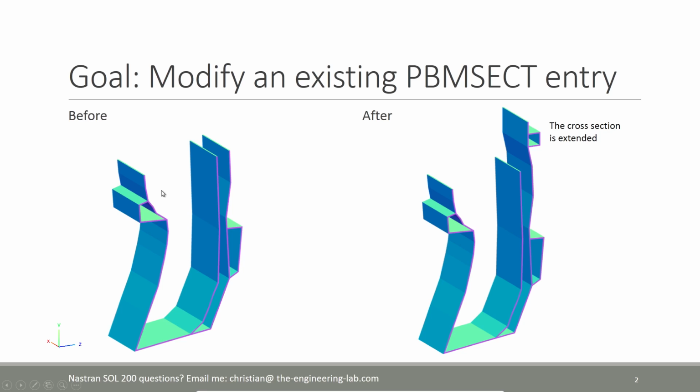We want to take this existing arbitrary bin cross-section, and we want to modify it slightly, as you can see here on this slide. We want to extend this portion of the cross-section. Now, to define arbitrary bin cross-sections, or ABCS, for MSC Nastran, we have to use either the PBMSECT or the PBRSECT entry that is available through MSC Nastran. So in this tutorial, I'm going to show you how to set these two entries for MSC Nastran.